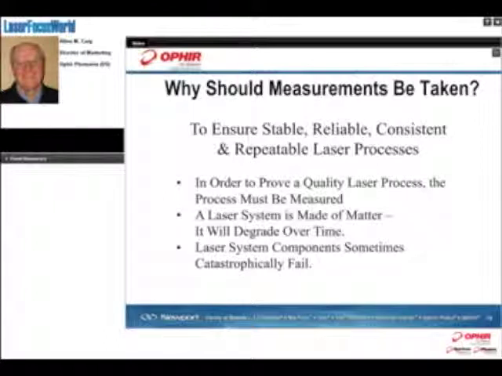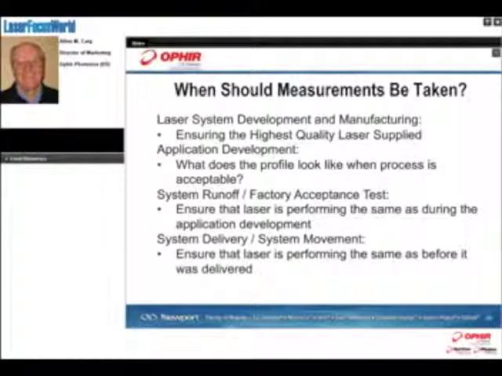And unfortunately, laser system components sometimes catastrophically fail. And when that happens, how do you ensure that your laser process is as good after the maintenance as it was before the maintenance? You ensure this by taking laser measurements before and after your maintenance, just to make sure that your laser process remains the same. So when should the measurements be taken?